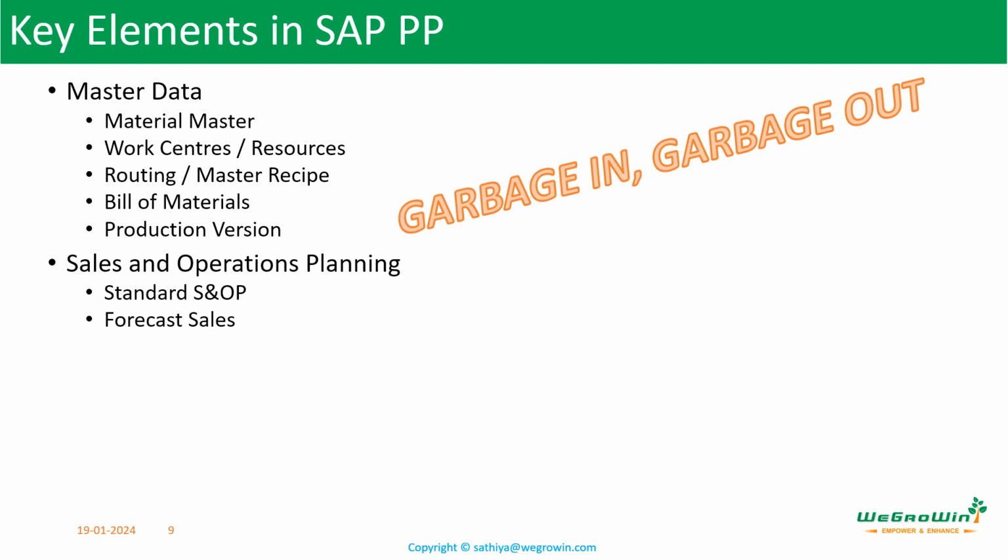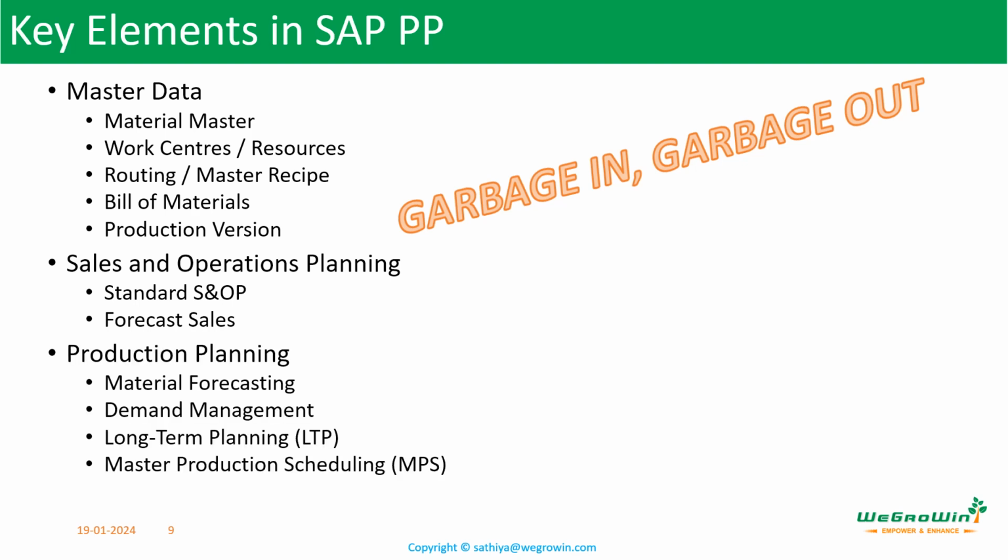Next is sales and operations planning. This is a very important process to define and arrive at a consensus demand plan that is discussed among various functions like sales, marketing, business development, operations, supply chain management, and finance teams. SAP facilitates this process to meet customers' requirements on time with optimized cost. And then production planning. After completing sales and operations planning, the consensus demand plan is arrived at, and then the supply plan must be managed. SAP facilitates this with material forecasting, demand management, long-term planning, and master production scheduling.